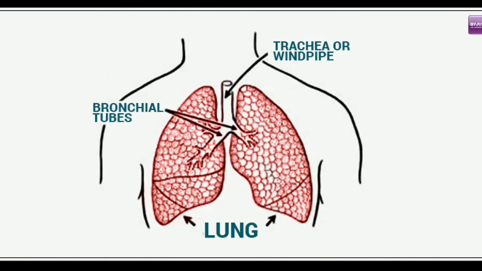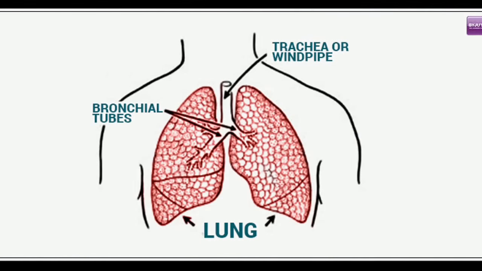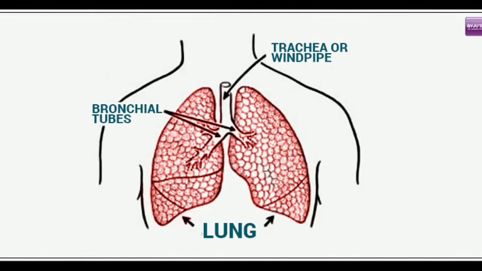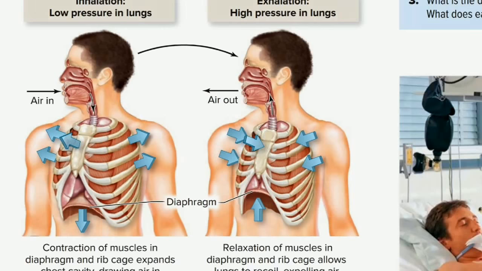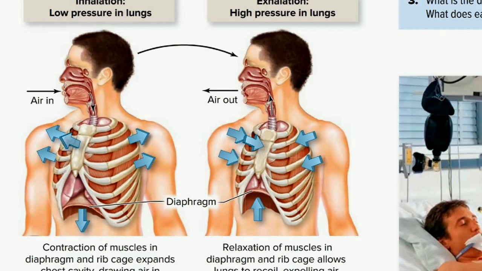Lungs are very delicate, spongy and elastic organs found in the thoracic cavity. In between the two lungs, the heart is present. That's why the left lung is a little bit smaller than the right lung, because the heart is slightly tilted towards the left side.